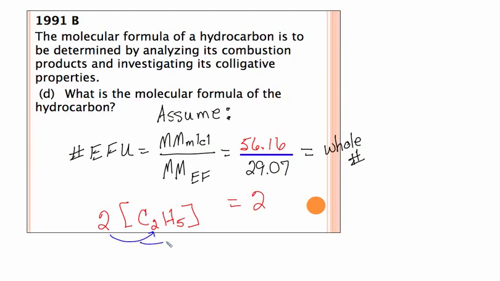So you take that whole number that you get, and we're going to multiply each coefficient by that number. So our answer would be C4H10, likely butane. So that's the last video.